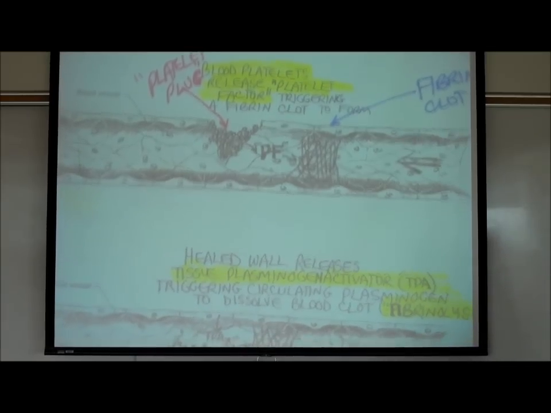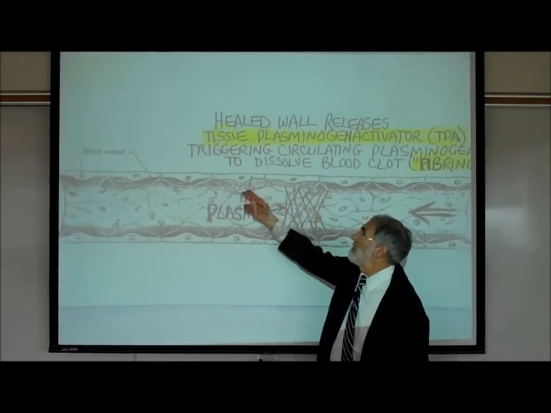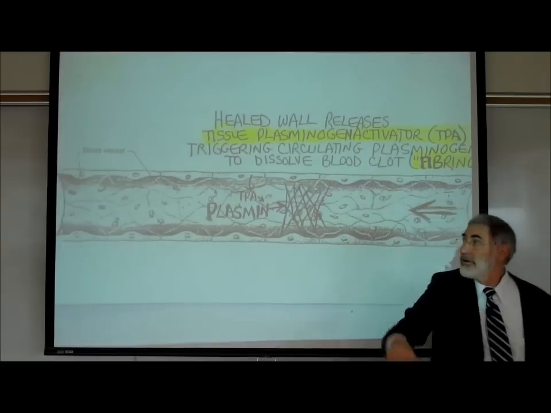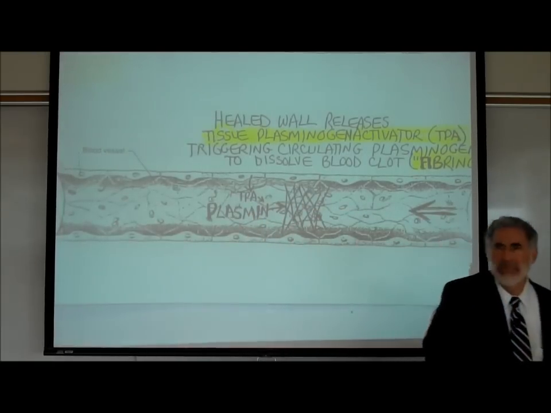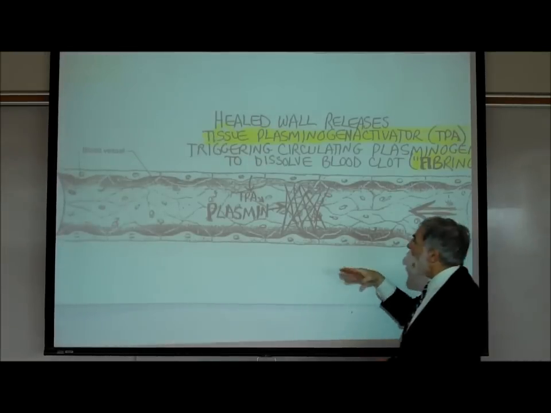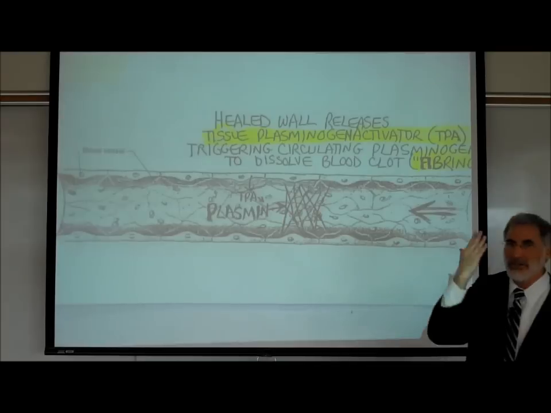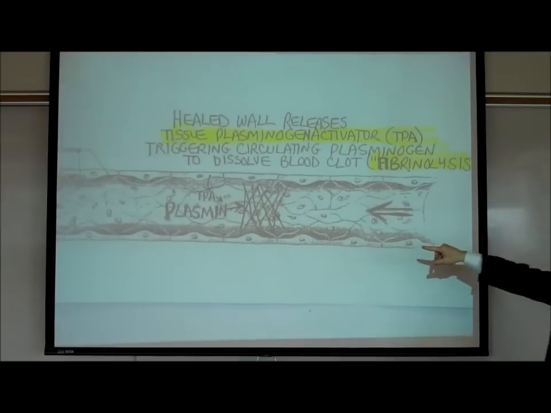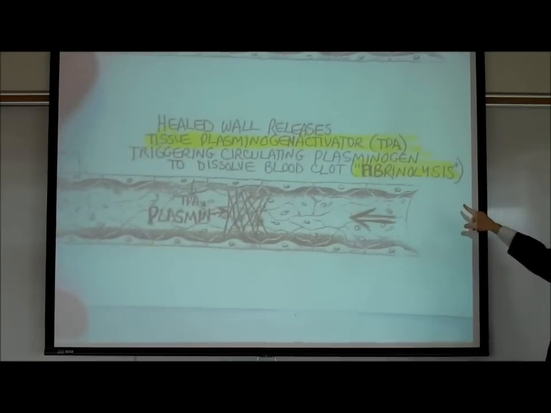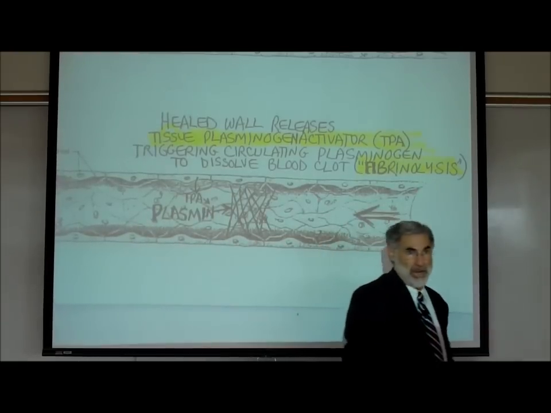Now, we'll also remind you of what we learned back on page 184A. When the wall of the vessel is repaired, the cells, as they heal in the wall of the vessel, release a chemical called TPA, tissue plasminogen activator. And that activates another protein circulating in our bloodstream called plasminogen and turns it into plasmin. And plasmin dissolves that fibrin clot. That's called fibrinolysis. And as the clot is dissolved, blood now is able to flow through this repaired vessel.